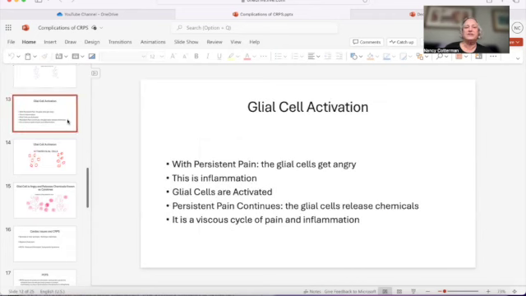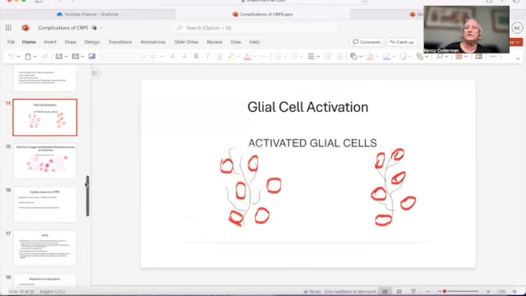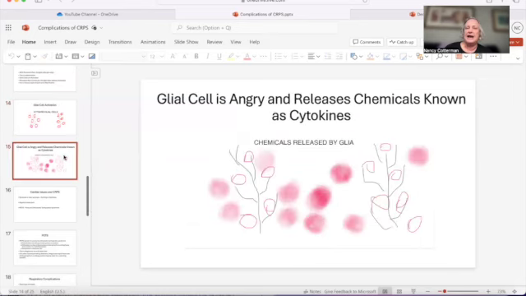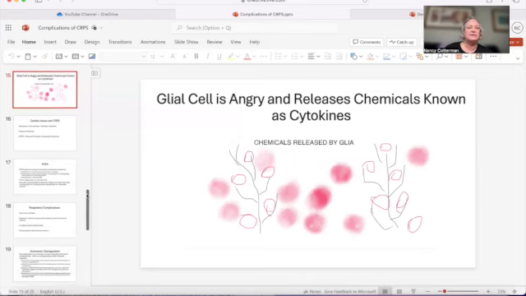Glial cell activation. With persistent pain, the glial cells get angry. This is inflammation. The glial cells are activated. Persistent pain continues, and the glial cells release chemicals. It is this vicious cycle of pain and inflammation. This is what it looks like when the glial cells are activated and angry, releasing the cytokines.